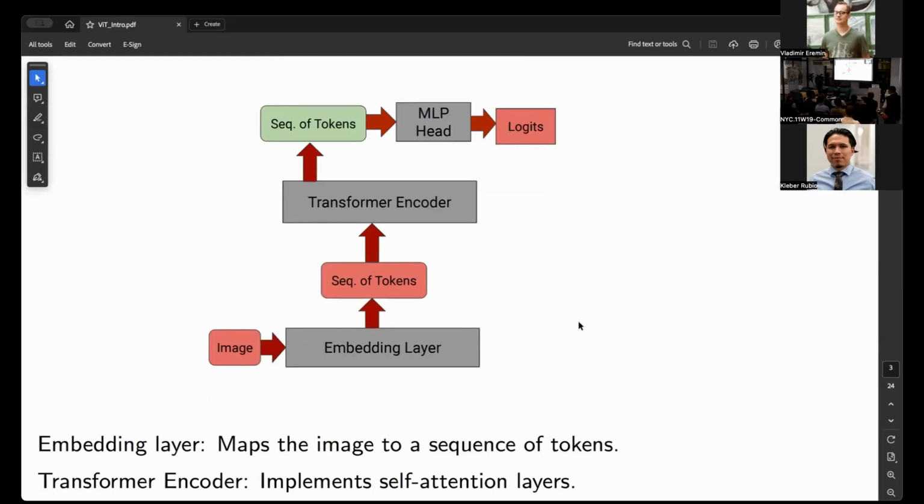You mean a sequence of token embeddings? Say it again? You mean a sequence of token embeddings? Like it takes the image and converts it into a sequence of tokens or token embeddings? Well, it depends on what you mean by a token. By a token, I understand a vector or a tensor. So it's an embedding, if you will. It's a sequence of vectors, a sequence of tensors.